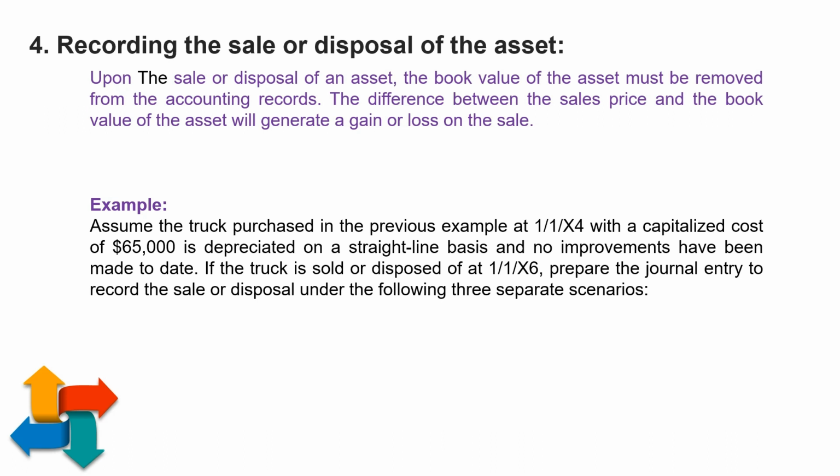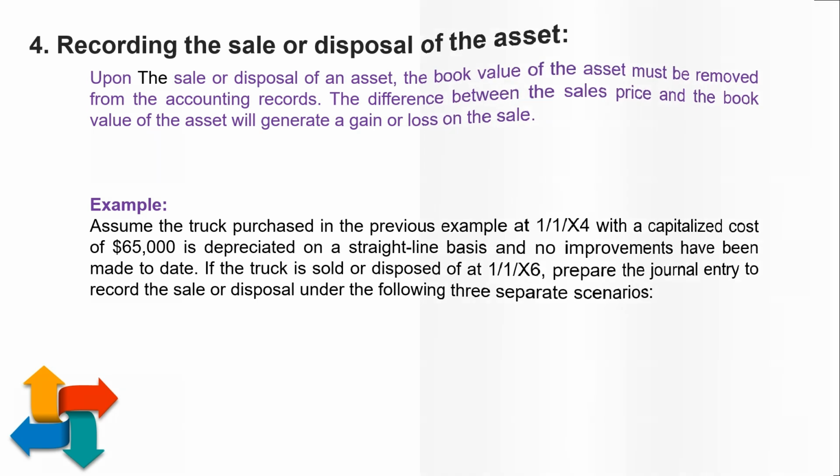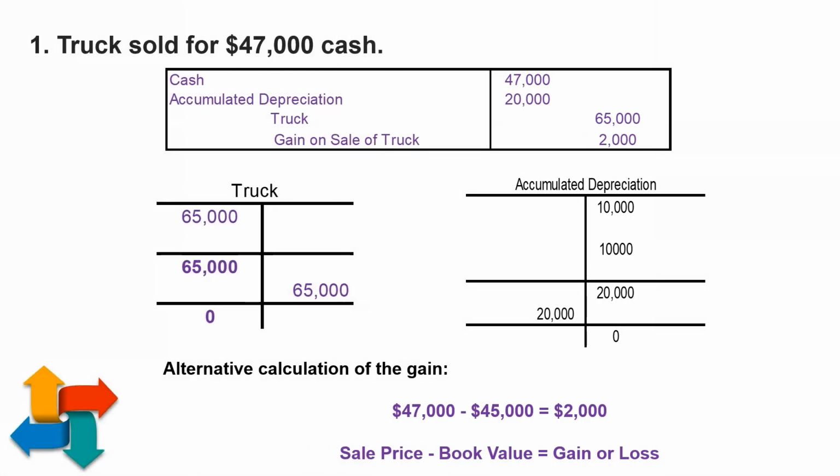Again, the sale is taking place on January 1st in the year X6, so it's 2 years from the date of purchase. And in the first scenario, let's assume that we sell this truck now for $47,000 of cash. Well, how are we going to account for this? Certainly, we're going to have a debit to cash for $47,000. But what are the other entries that need to be made when we actually sell this truck?